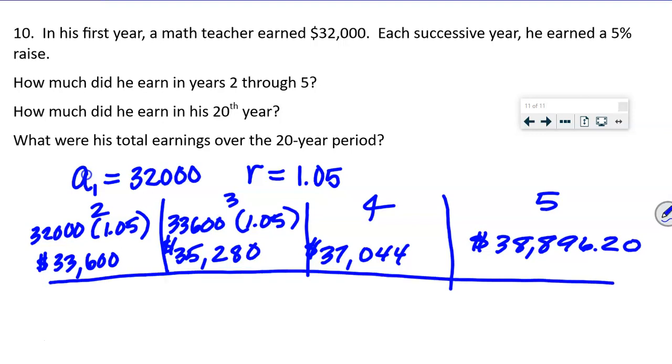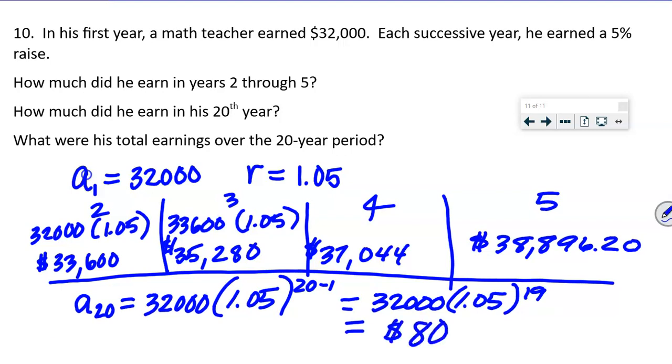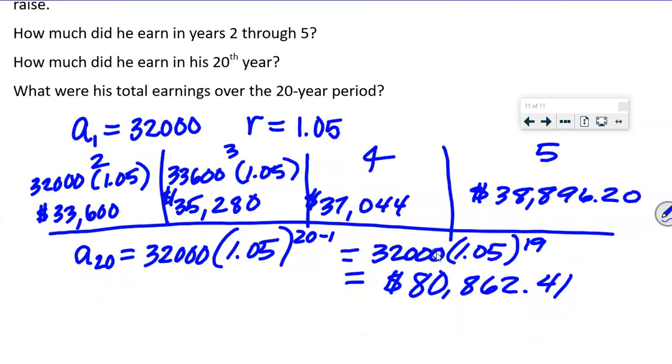So for that part, we're going to do a20, right? The 20th year. So that's going to be our 32,000. And our ratio again is 1.05, and this time we're going to do 20 minus 1. So the way we're going to do this is 32,000 times 1.05 to the 19th, right? So this one is going to be equal to $80,862.41.